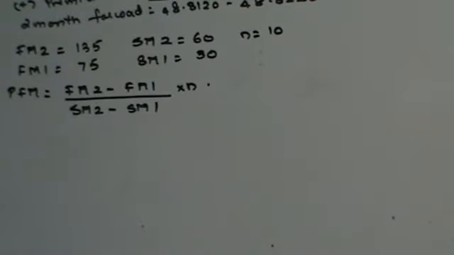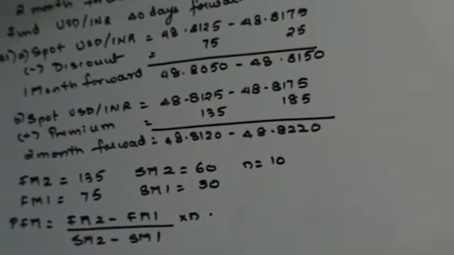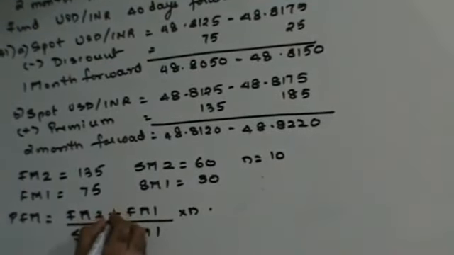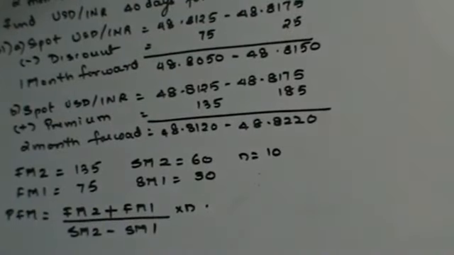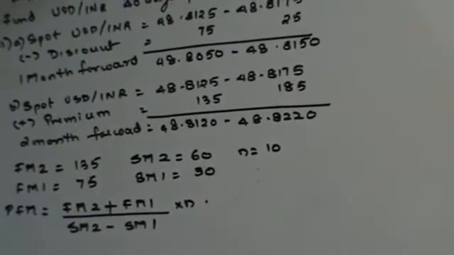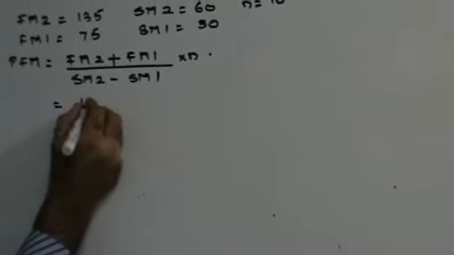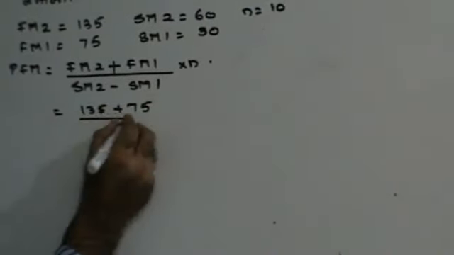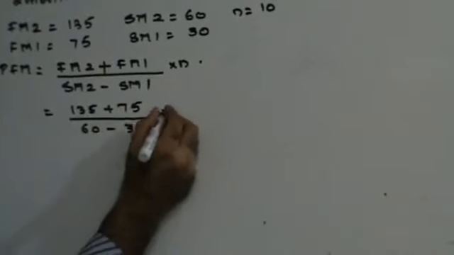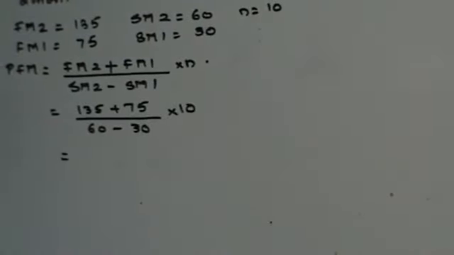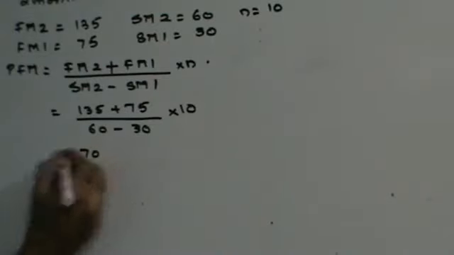But in our particular sum, one of the forward margins is at a discount and the second forward margin is at a premium. In which case, if the two forward margins are not in the same direction, that means both are neither discounts nor premium, then the formula to be used is FM2 plus FM1 upon SM2 minus SM1 into N. So in that case, forward margin of the second period, that is 135 plus 75 upon 60 days minus 30 days into 10. Right? Now when you solve this, you will get this as 70.